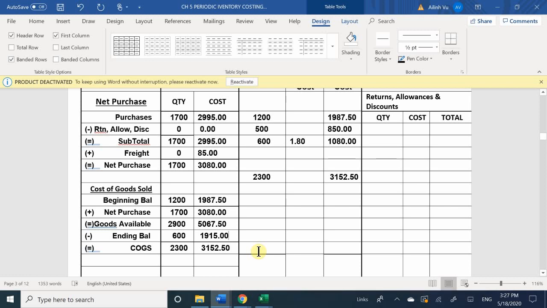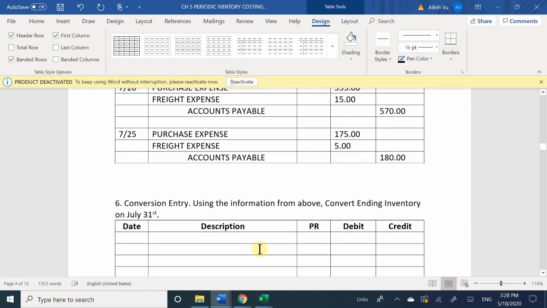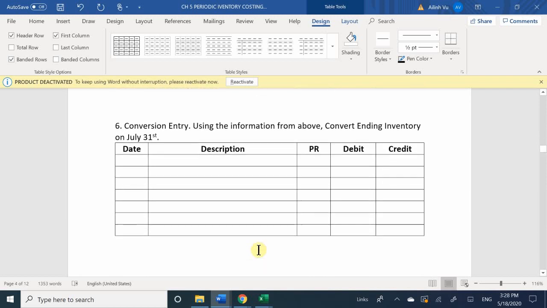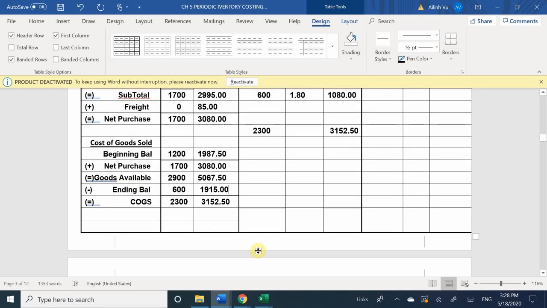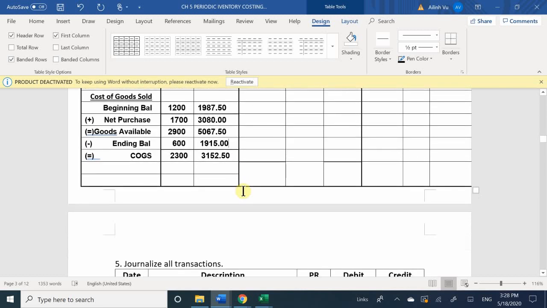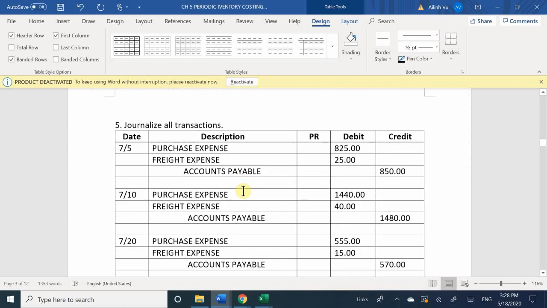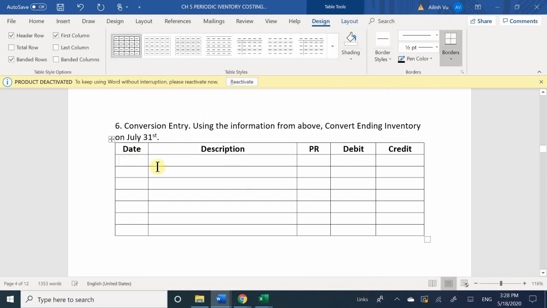So every single time you do a periodic inventory, when you end the period, whether it's monthly, weekly or annually, once you get to this amount right here, you're going to use that for the next starting period. So let's journalize the last part, which is to convert the inventory. What are the things we need to look into? The date. We have toys.